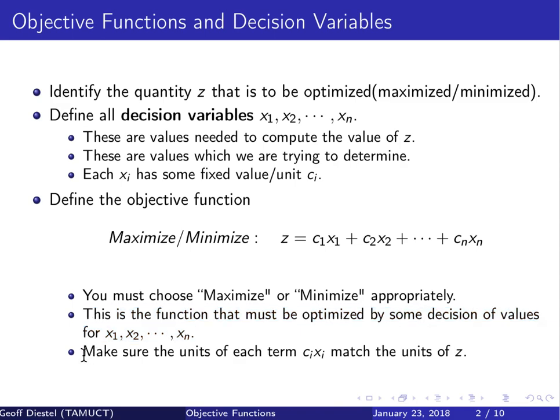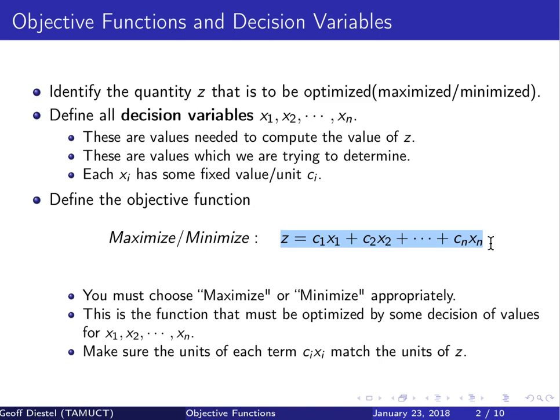But in the end, remember, we're talking about realistic problems, so whatever quantities are, they are tied to some unit of measure. It could be dollars, it could be some measurements like length, it could be some measurements like dollars per foot. You have to tie all those things together. What I mean by that is you need to make sure the units of each term, c sub i, x sub i, match the units of z. If z is in dollars, then every term that we see in this equation has to be in dollars too.